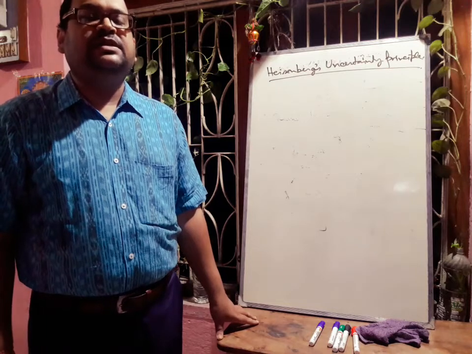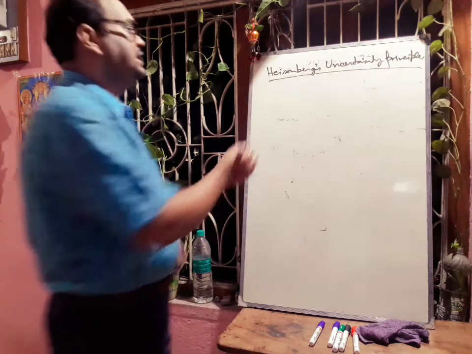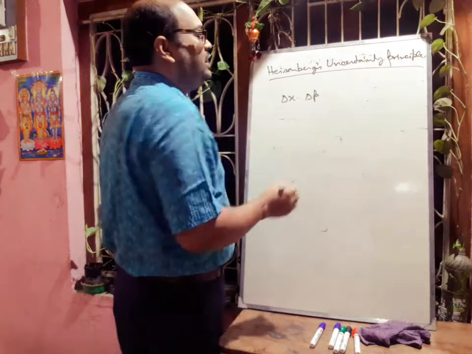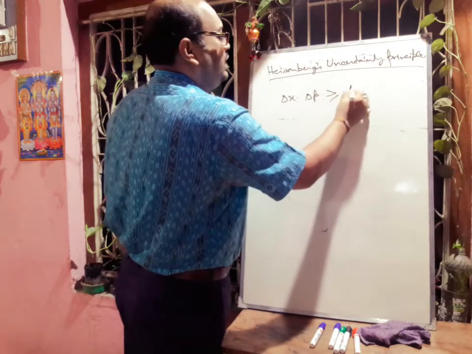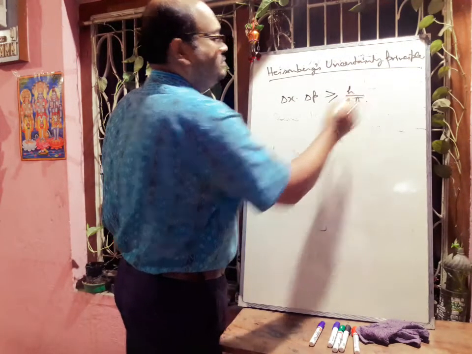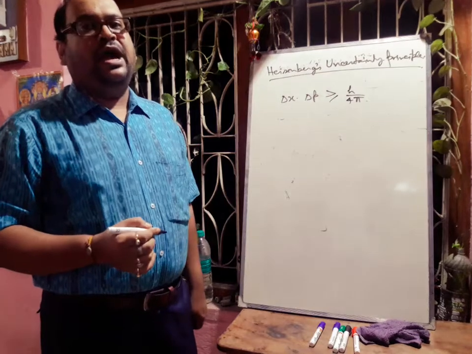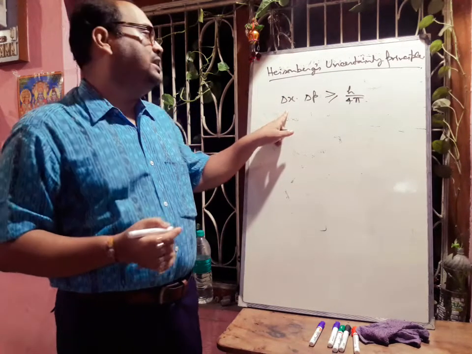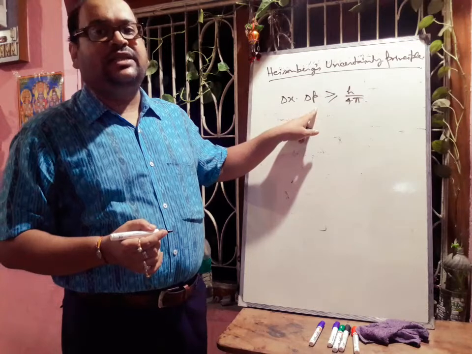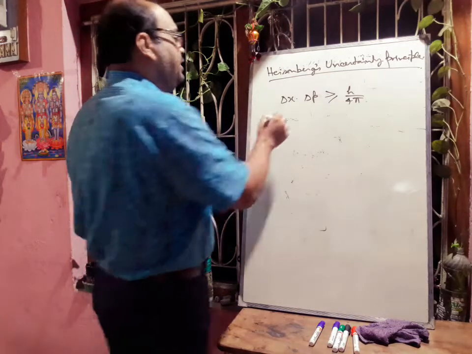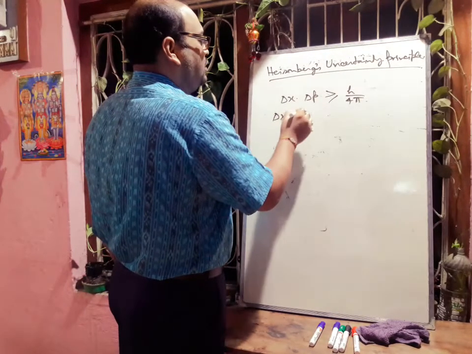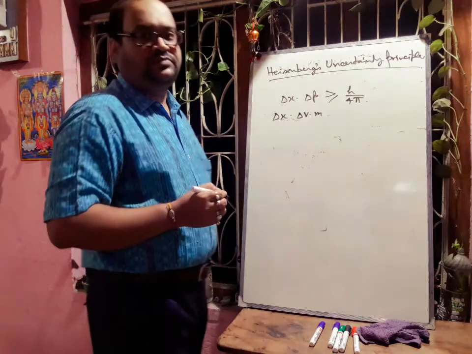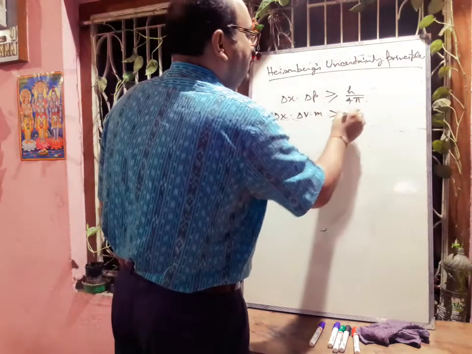Heisenberg's uncertainty principle can be mathematically expressed as delta x into delta p greater than or equal to h by 4 pi. Now we know that delta x is the uncertainty in the position and delta p is the uncertainty in the momentum. So if we write here delta x into delta v into m, greater than or equal to h by 4 pi.